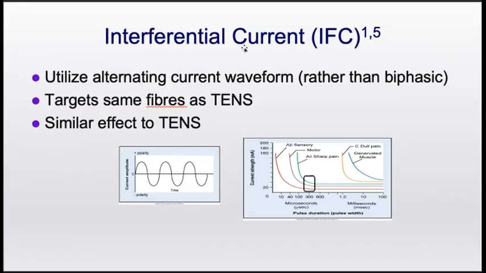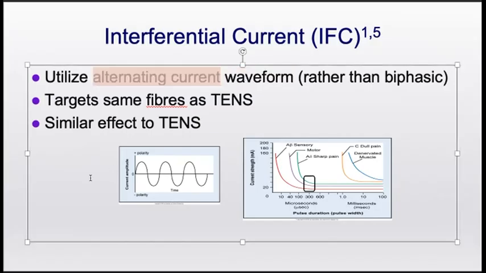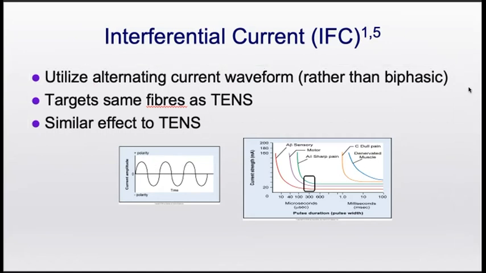So the difference between the two waveforms technically is that interferential current uses alternating current, and that's this typical sinusoidal wave you see here, whereas the TENS uses that biphasic on or off, all or nothing sort of signal.